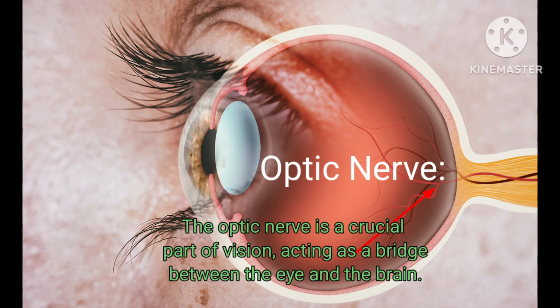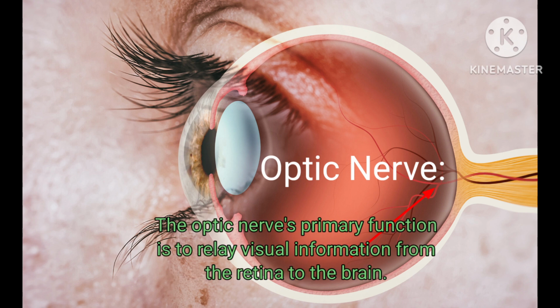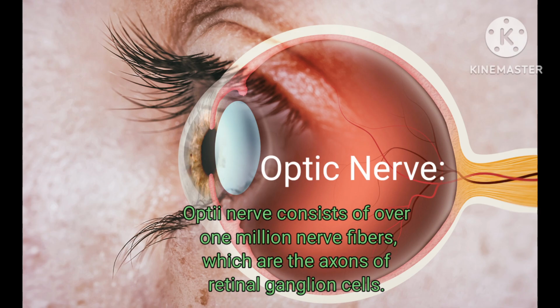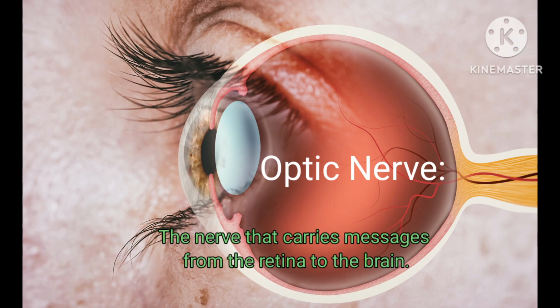The optic nerve is a crucial part of vision, acting as a bridge between the eye and the brain. The optic nerve's primary function is to relay visual information from the retina to the brain. The optic nerve consists of over 1 million nerve fibers, which are the axons of retinal ganglion cells. It is the nerve that carries messages from the retina to the brain.